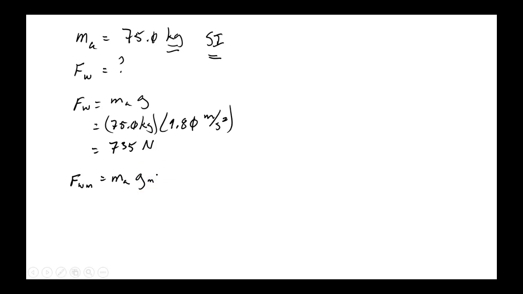Now they give us the moon's acceleration due to gravity. G on the moon is equal to 1.63 meters per second squared. Hey, look at that. It's a whole lot less than G on the Earth. Can anyone tell me a few reasons for that? The moon's mass is much, much smaller than the mass of the Earth. So therefore the gravitational attraction is far, far less.